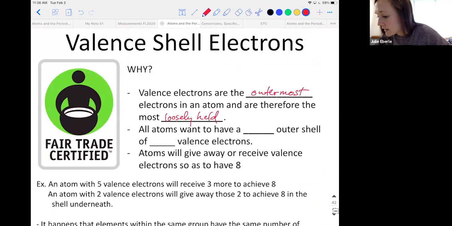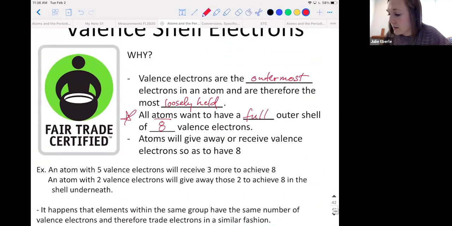Right. Now, continuing, all atoms want to have a full outer shell of, guess how many? 8 valence electrons. And this right here is really, really key. In fact, in chapter 3, it has its own rule in science, and we'll tell you what that rule is. But just know for now, all atoms want to have a full outer shell of 8 valence electrons.